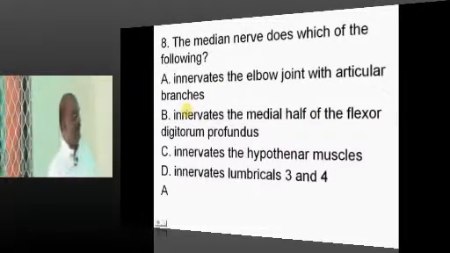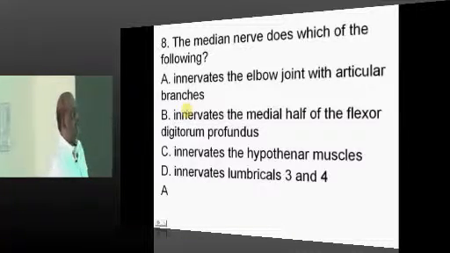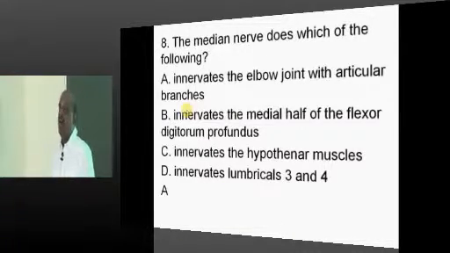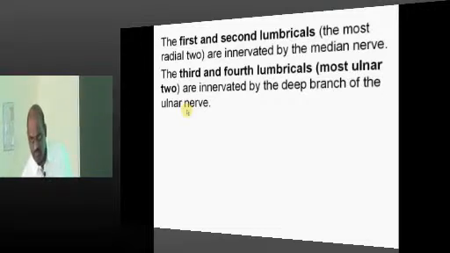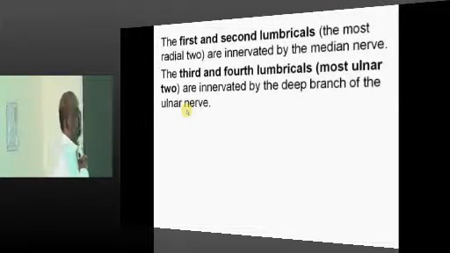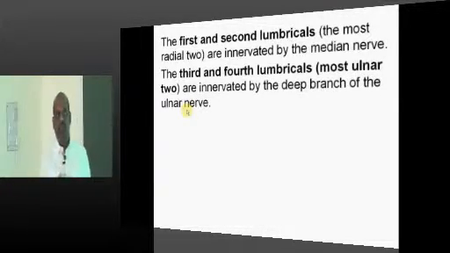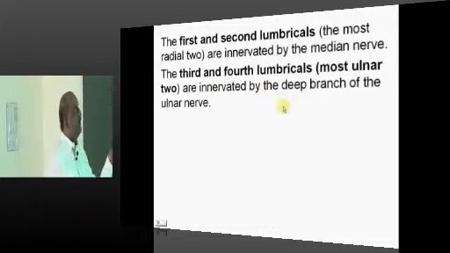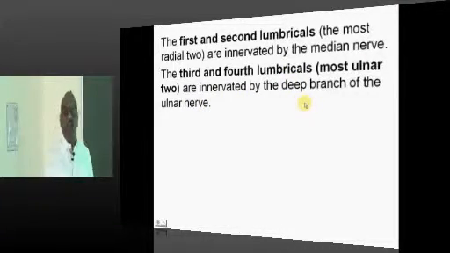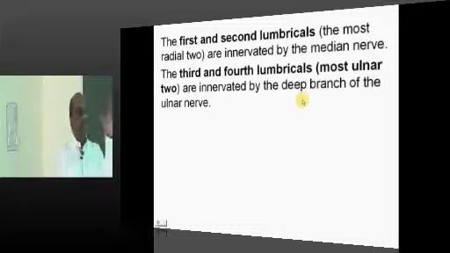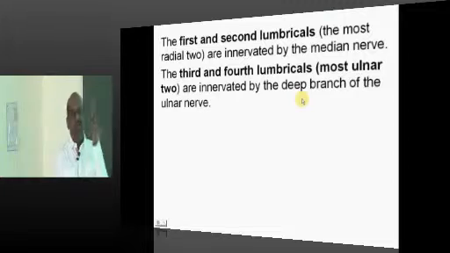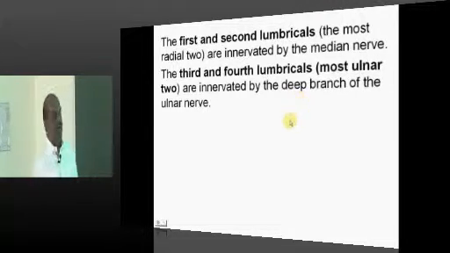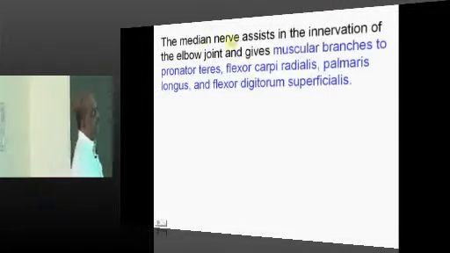Now what is the median nerve? What does it basically innervate? All our elbow joint innervation is basically from the median nerve. If you look at the lumbricals, first and second lumbricals are by the median, third and fourth lumbricals are by the deep branch of the ulnar nerve. First and second means towards your thumb, third and fourth is towards the little finger, ulnar border. Hence the ulnar nerve is the one which basically innervates them.